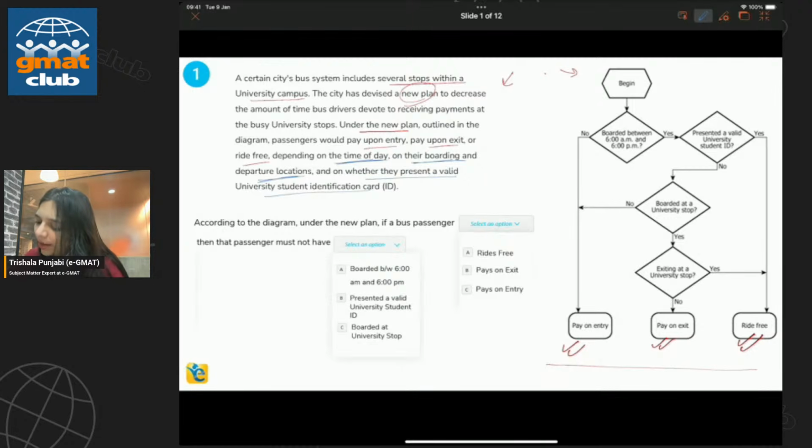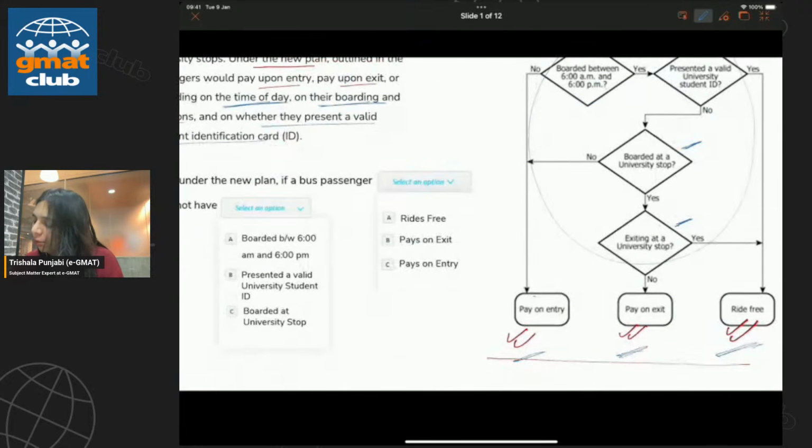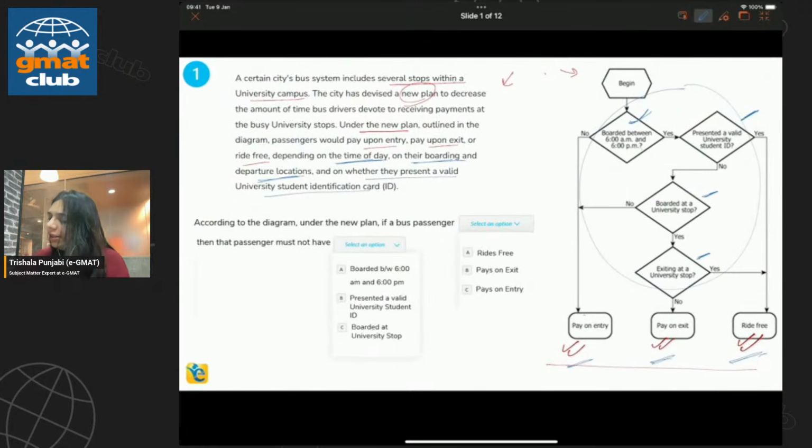Let us look in the flowchart at what's happening. Depending on the time of day, whether they're boarding between 6 a.m. and 6 p.m., they are either paying on entry or not. Then there are the boarding and departure locations: are they boarding at a university stop, and are they departing there? And whether or not they're presenting a valid student identity card. This is all of the input, and based on the particular input there are three outputs that can happen. Before we look at the potential outputs, let us have a look at the different flows here.